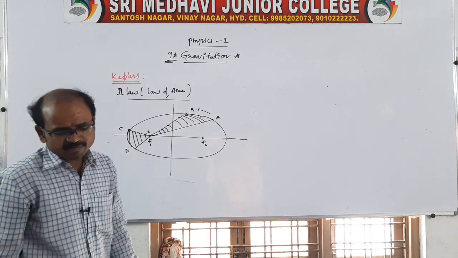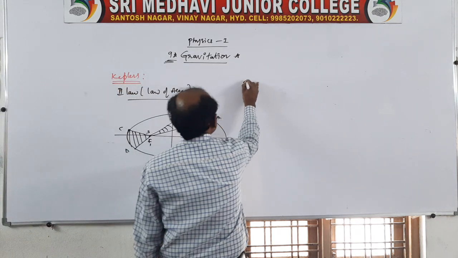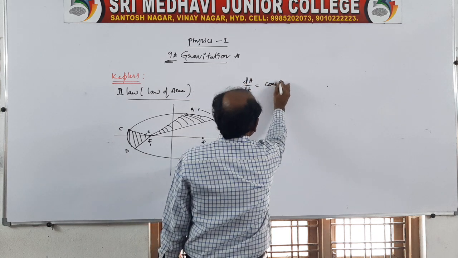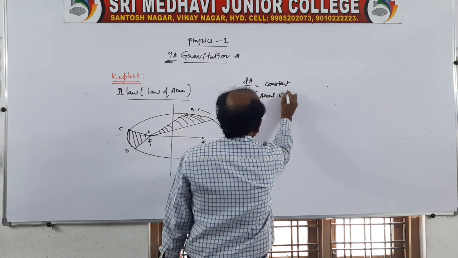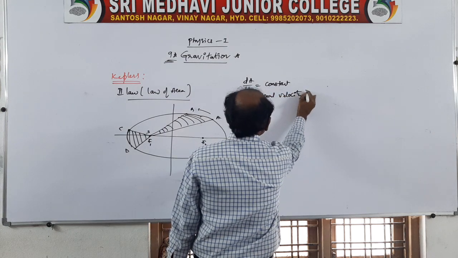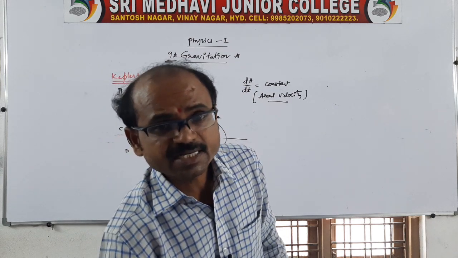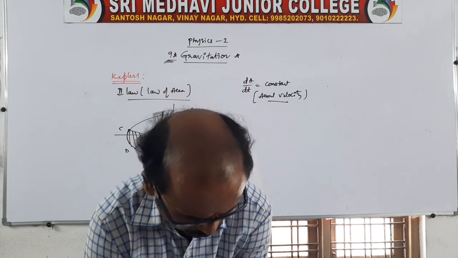And here, the areal velocity of a radius vector is constant: dA by dt is constant. This we can call areal velocity. Areal velocity is how the area changes with respect to time. The areal velocity of a radius vector is constant, and that is the law of area.